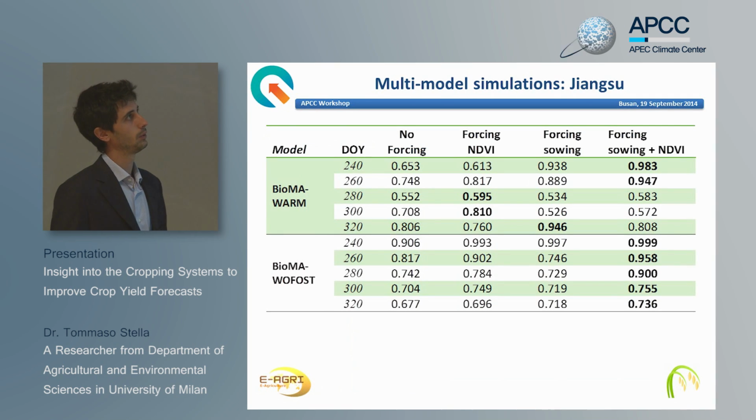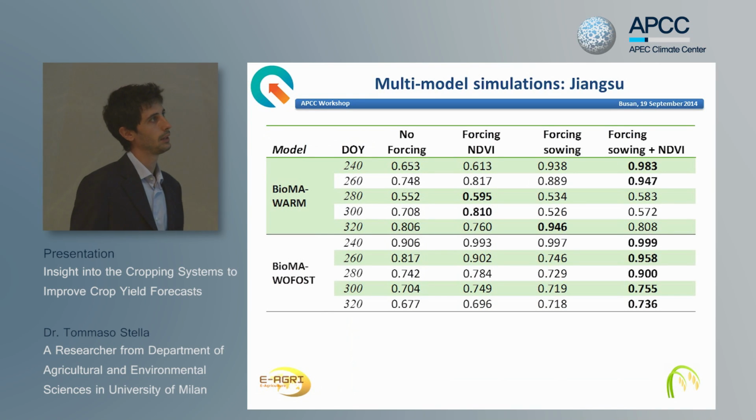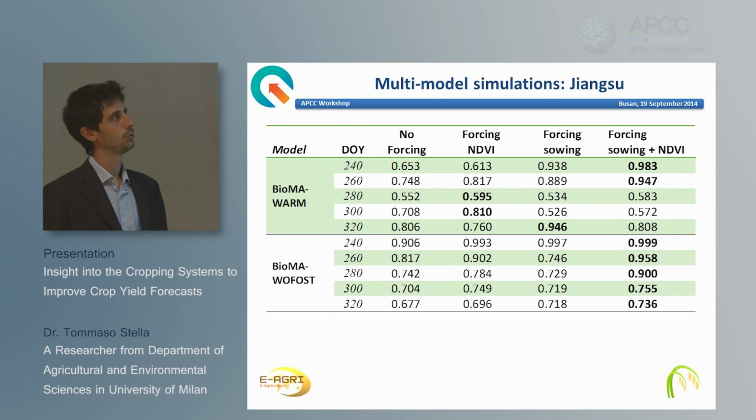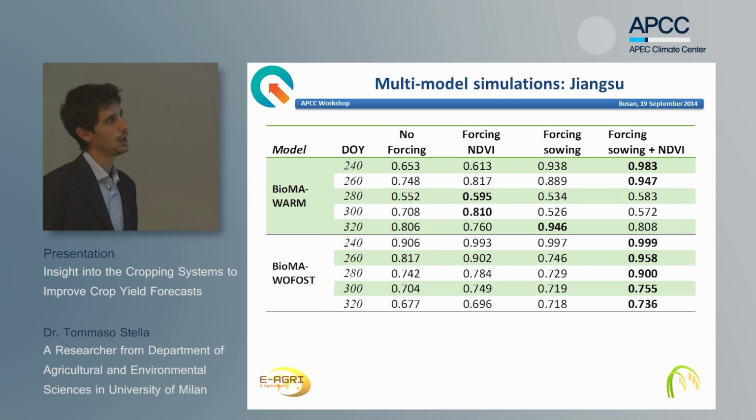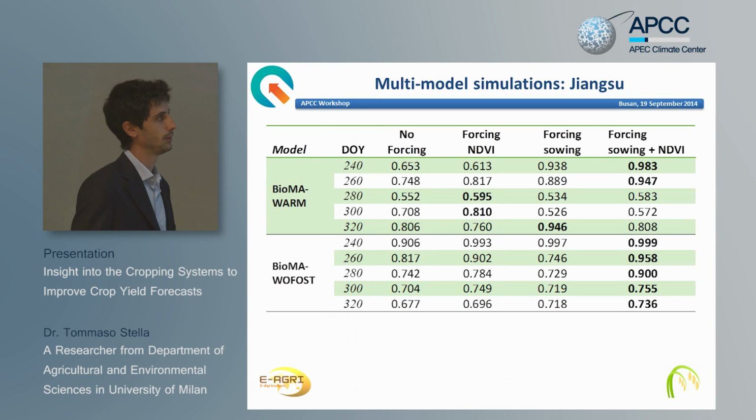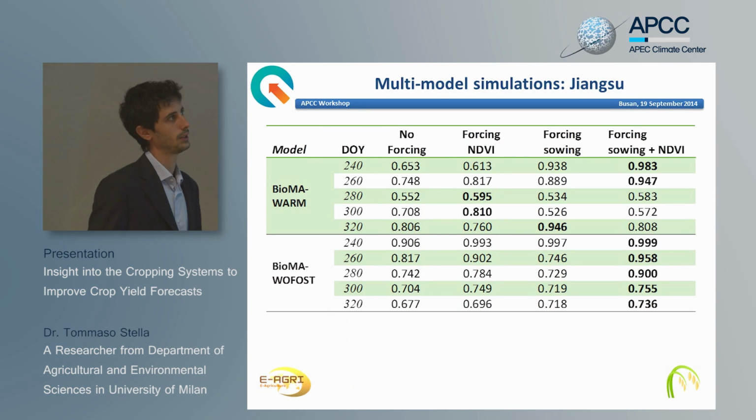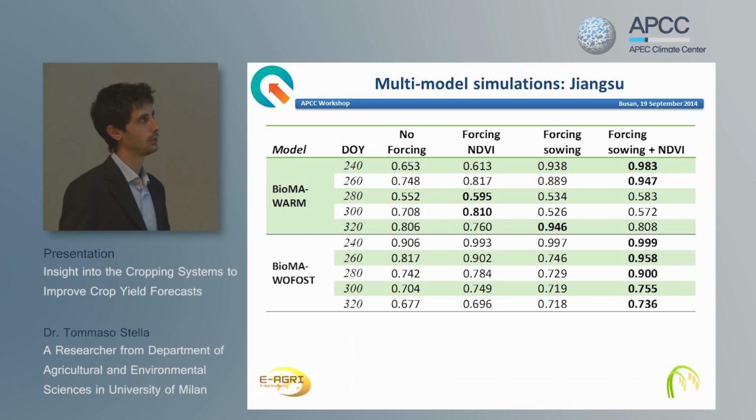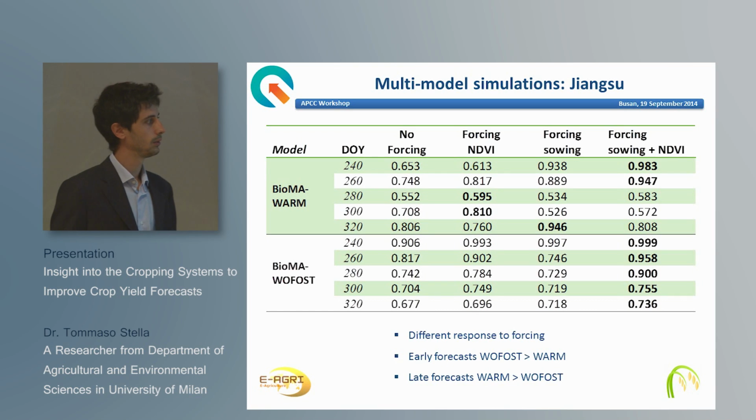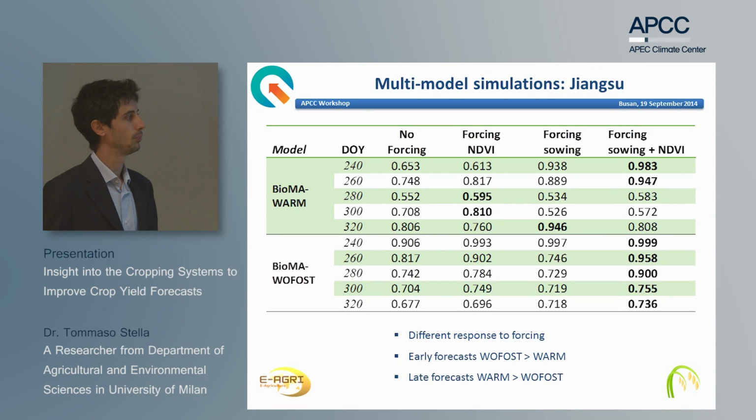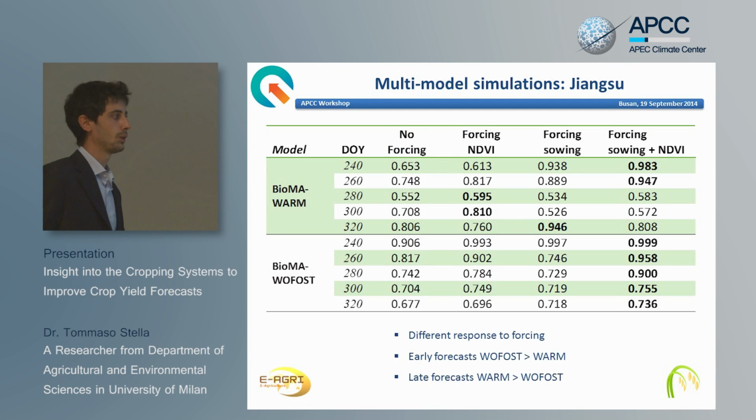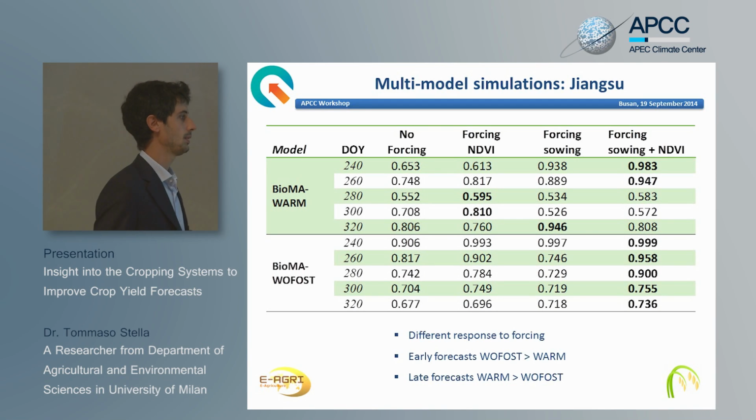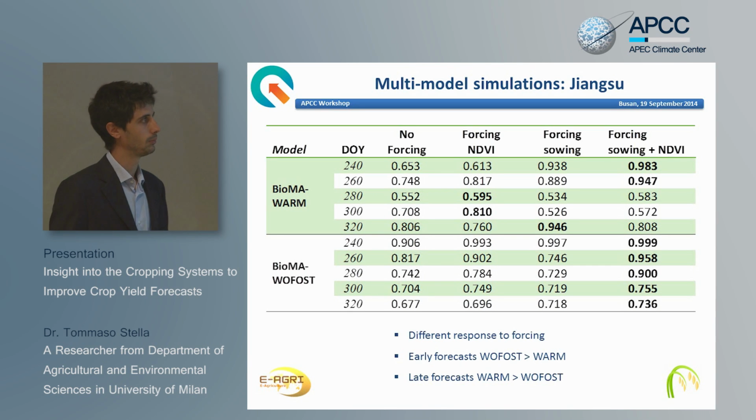Same situation in Jiangsu province, where we are talking about rice, and here we can also see that the improvement due to forcing is not constant across different models. We can see that WOFOST always increases the performance once you add forcing to it, whereas WORL sometimes is better with forcing both sowing and NDVI, sometimes just NDVI or just sowing. And also in this case, early forecasts are better performed by WOFOST than WORL, whereas late forecasts near the end of the season perform best with WORL.